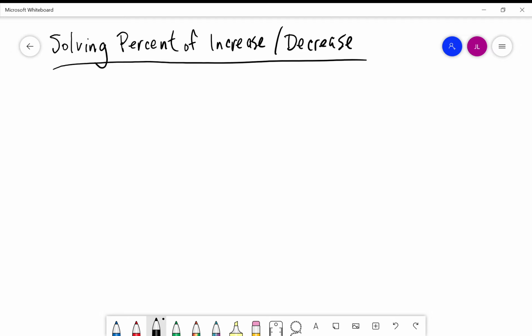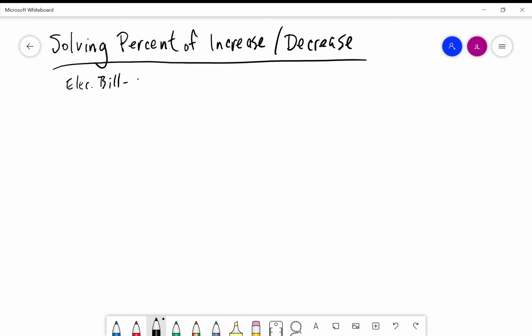So when we're talking about solving percent of increase or decrease problems, we really have to think of it as where we came from and where we ended up. By that, let's just look at an example. Let's say we have an electric bill.